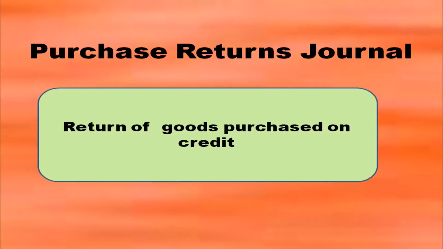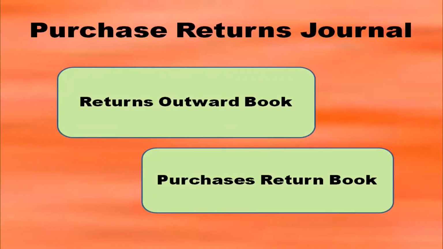Purchase returns journal. Return of goods purchased on credit will be recorded in the purchases returns journal. Now, we have studied the purchases journal. Then coming to the purchases returns journal. Here, return of goods purchased on credit will be written. Purchases returns journal is also known as returns outward book. Whatever has come inside is now returning, so returning outward. The purchases returns journal is also known as the purchases returns book.